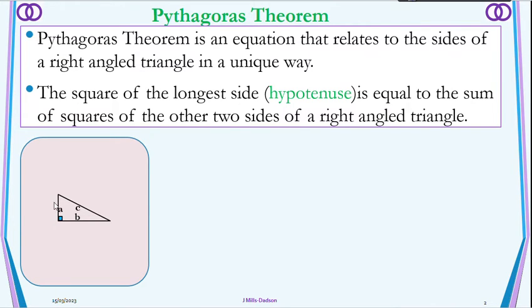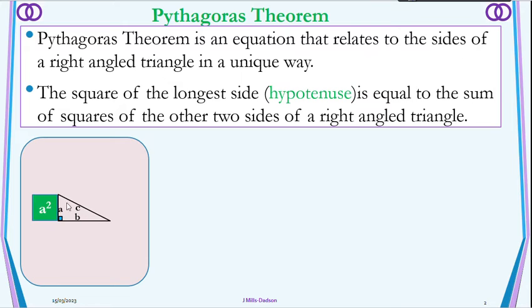Meaning, if you put a square on all three sides and add the area of the square on side A and side B together, they will be equal to the area of the square on side C. So this is what it says. The square of the longest side is equal to the sum of squares of the other two sides of a right angled triangle. So I'm going to use some animation to really explain to you why it works.